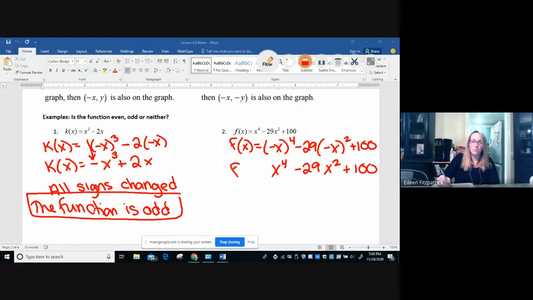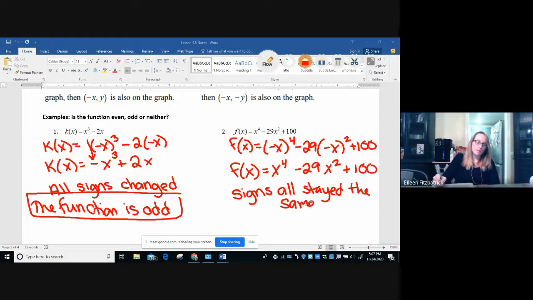So now when I compare f of x to the original f of x, x to the fourth minus 29x squared plus 100, nothing changed. So all the signs all stayed the same. That means the function is even.